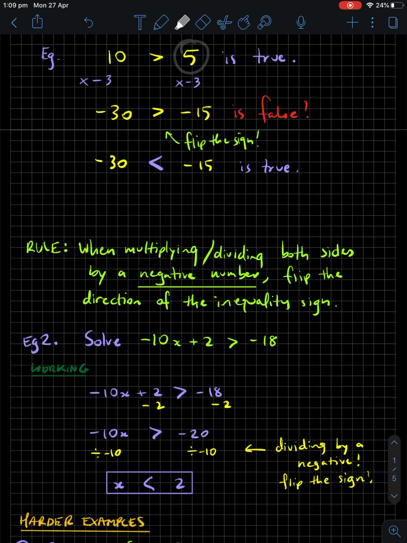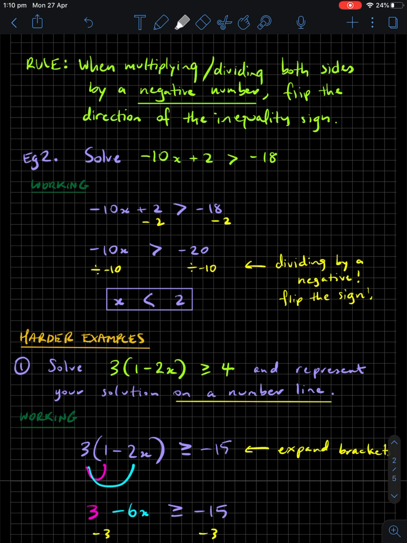So the rule of thumb is that when you multiply or divide, the same thing happens with division. When you multiply or divide both sides by a negative number, see this negative 3, that's when you have to remember to flip the inequality sign to the opposite direction. Okay, so there's our rule here.